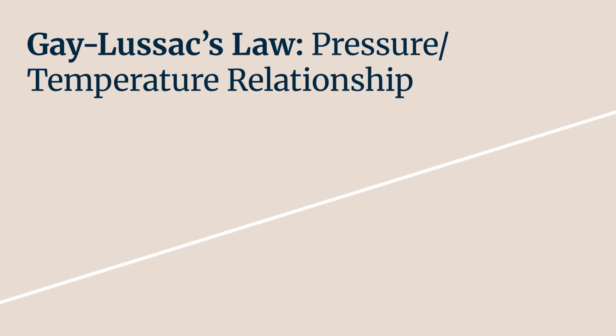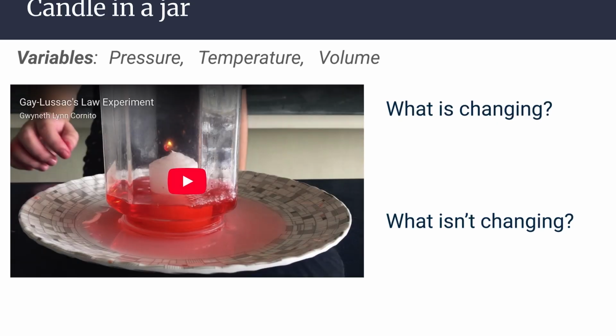All right, our last of these relationships is the pressure-temperature relationship. All right, again, our three variables. We've got pressure, temperature, volume, considering what's changing and what isn't changing.